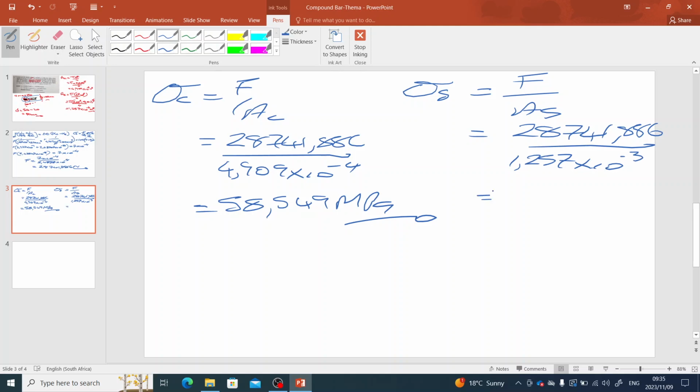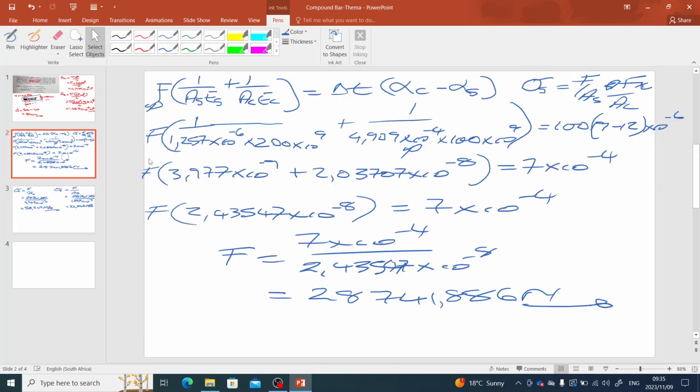Then my answer would be not negative 6. My area is not negative 6 but negative 3. I've made an error in that. It is negative 3. Then I get my answer as 22,863 megapascal. Here I've made an error on area. Area is negative 3, not negative 6.